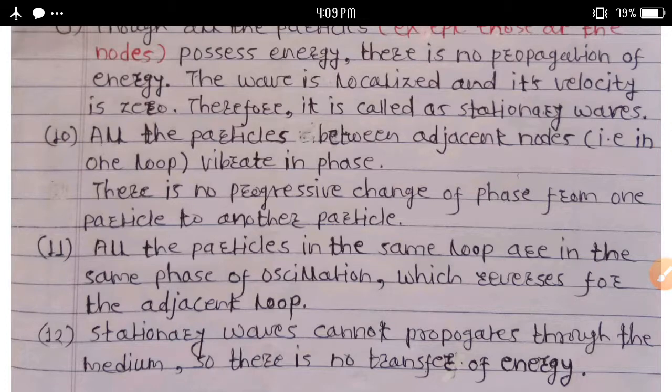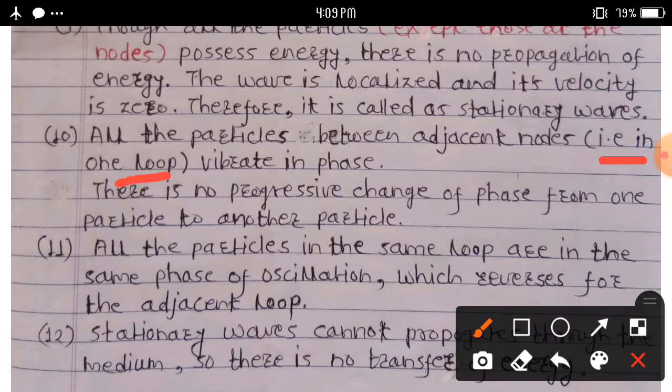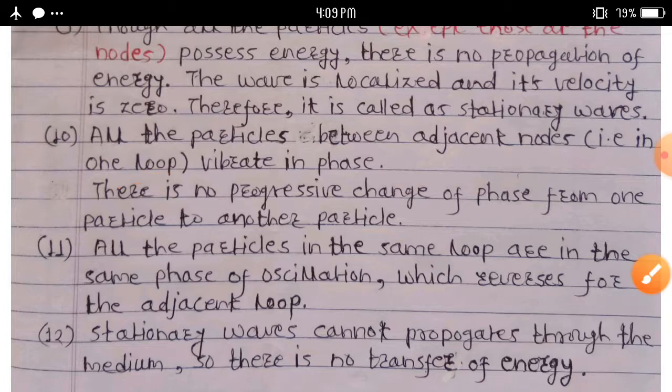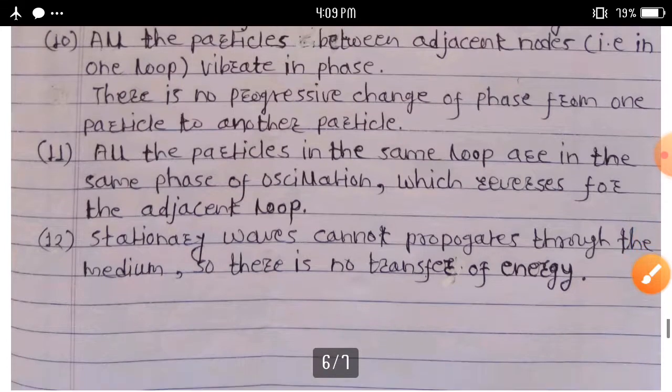Next one, all the particles between adjacent nodes, consider here in one loop, vibrate in phase. There is no progressive change of phase from one particle to another particle. And next one, all the particles in the same loop are in the same phase of oscillation, which is reversed for the adjacent loop.